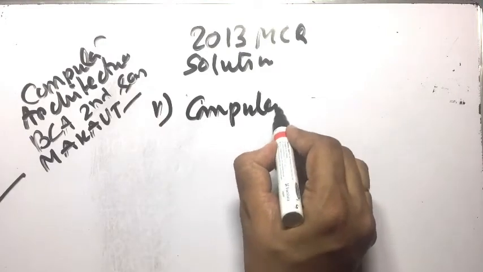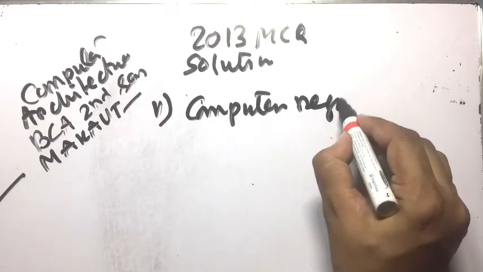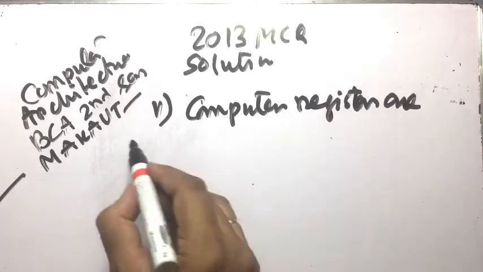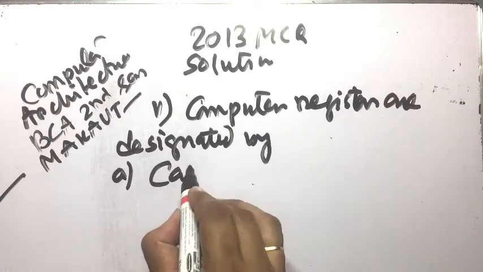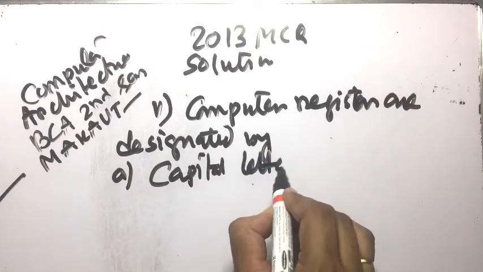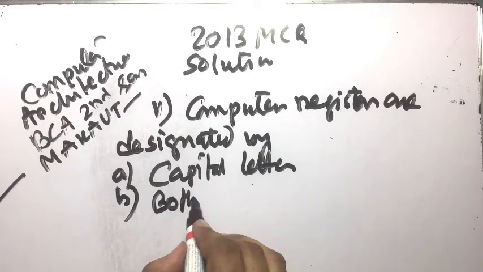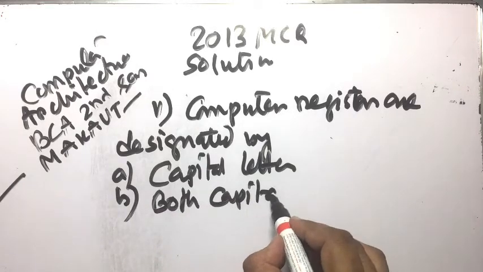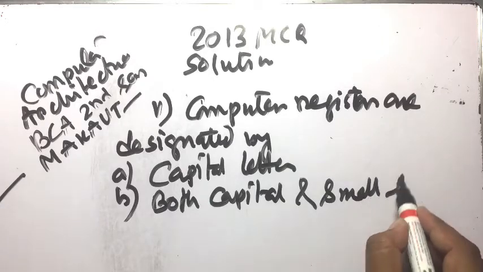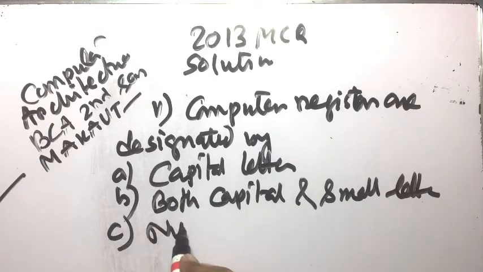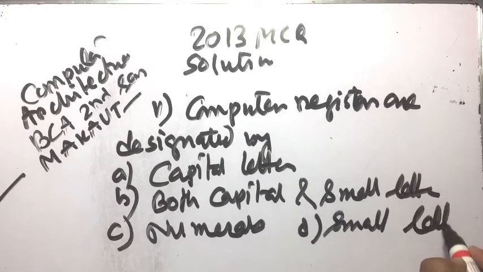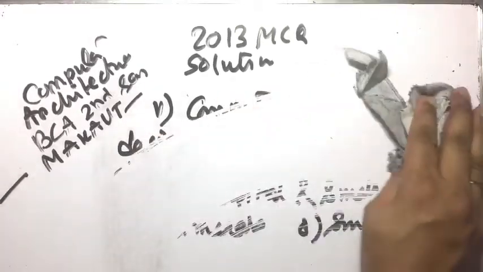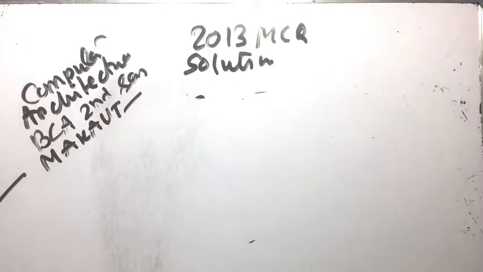Then question number 5. Computer registers are designated by: option A capital letter, option B both capital and small letter, option C numeral, option D small letter. Correct answer is capital letter. Computer registers are designated by capital letters.